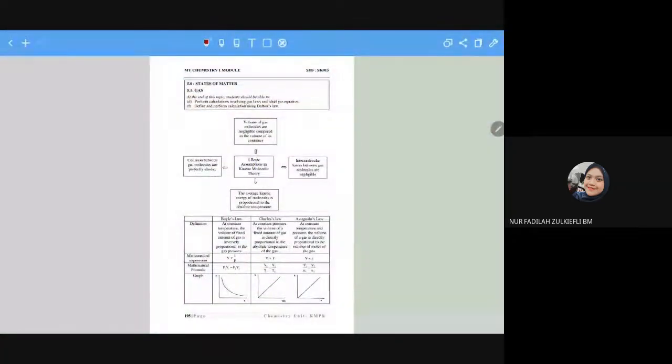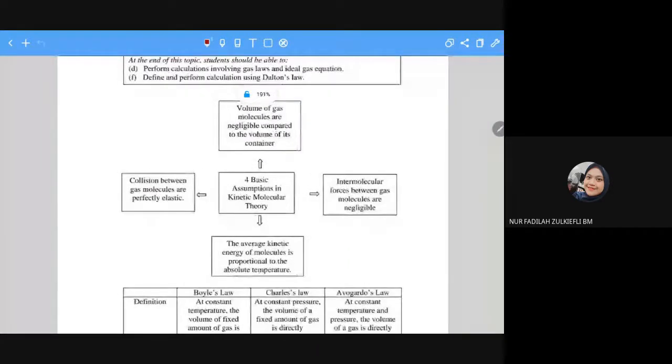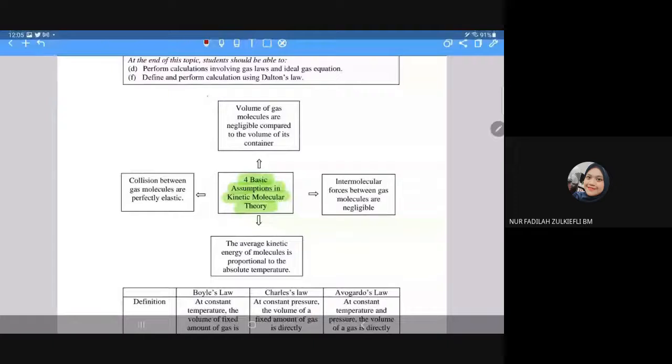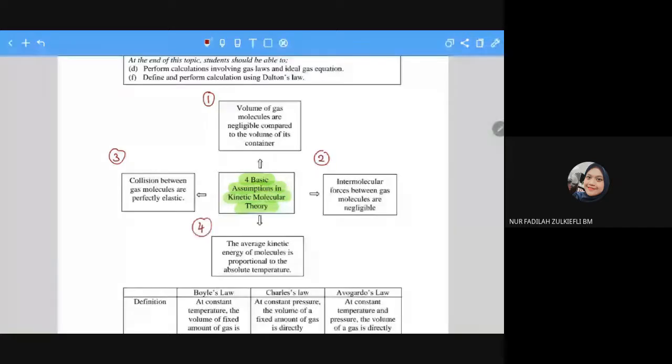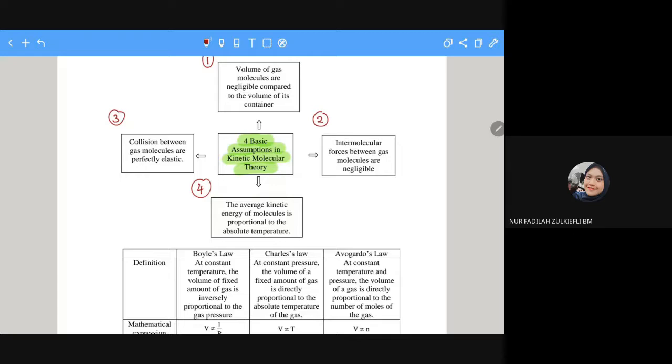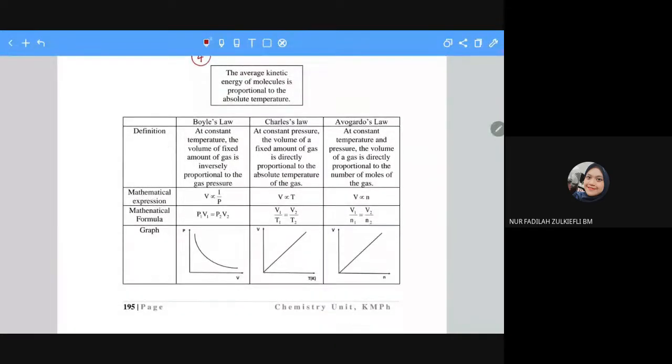Okay. So yang ni tolong highlight 4 basic assumptions of kinetic molecular theory. Ingat tadi. Okay, ini number 1. Okay, number 2, number 3, number 4. Right? Okay, soalan UPS pun akan relate dengan 4 basics. Okay. So baru teacher akan fokus kepada, after dah teacher dah relate apa itu pressure, apa unit of pressure, baru kita masuk kepada gas law.